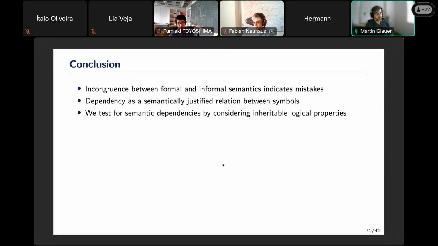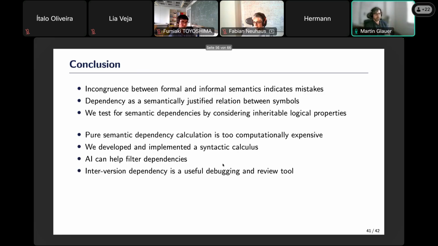Yeah, this is the slide that you have already seen after Fabian's talk. So we have seen the formal side of semantic dependency. And next part of the slide. Yeah, we now have seen that we can actually apply these definitions, these theoretical considerations, to actual problems in ontology development.